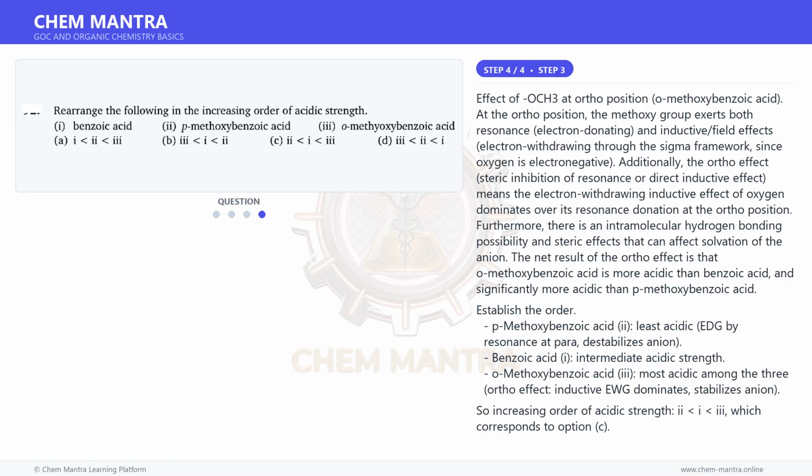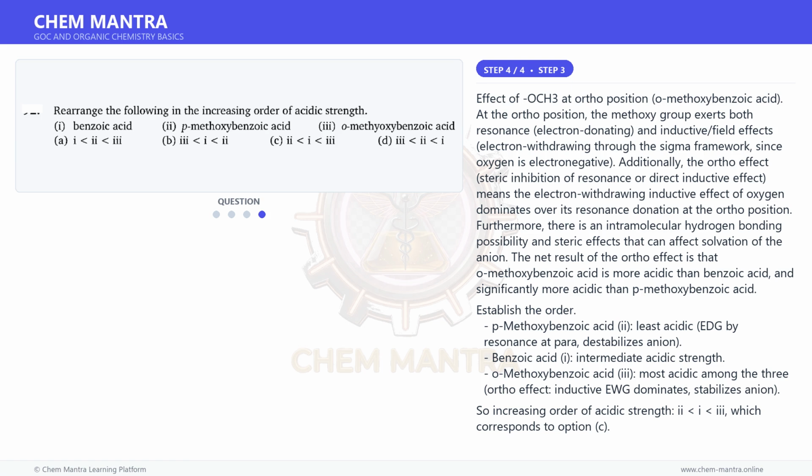The net result of the ortho effect is that O-methoxybenzoic acid is more acidic than benzoic acid and significantly more acidic than P-methoxybenzoic acid. Establish the order. P-methoxybenzoic acid, 1, is least acidic: EDG by resonance at para destabilizes the anion.